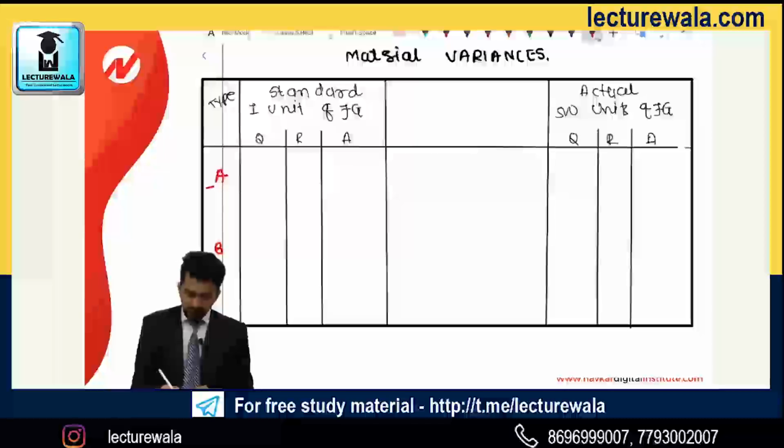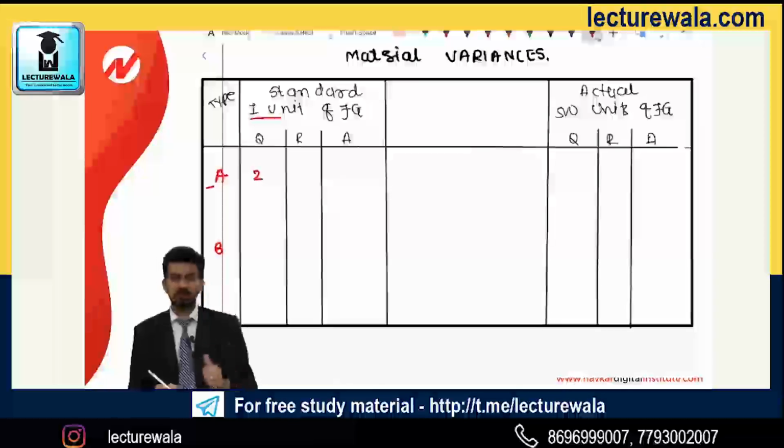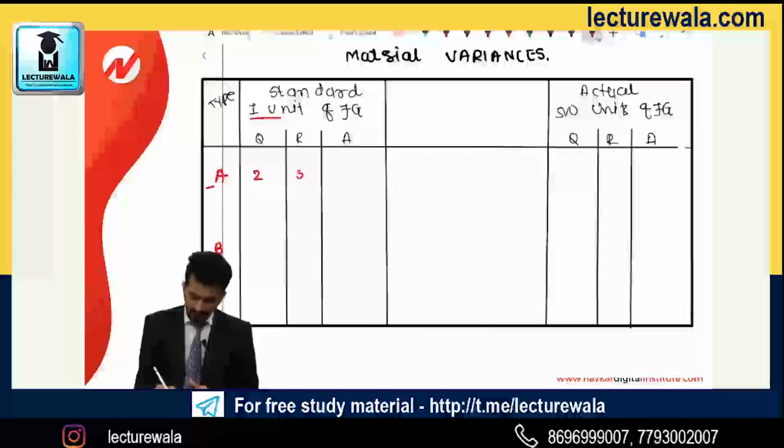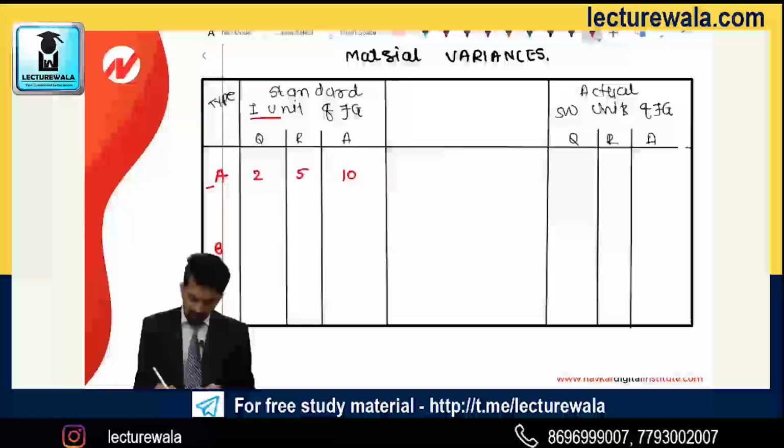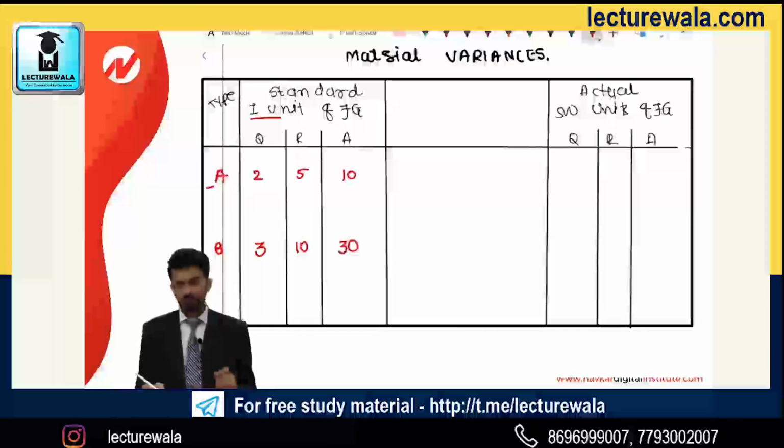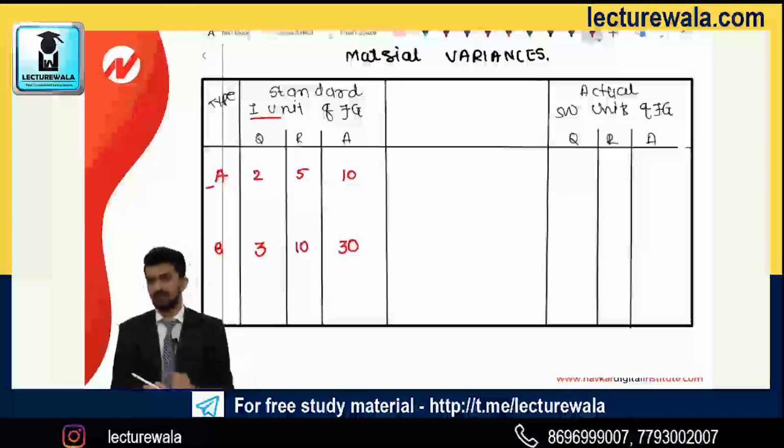Now, whenever 1 unit gets produced, I require 2 kgs of A, or 2 quantity of A, at the rate 5, so price is going to be 10, and 3 quantity of B at the rate 10, and that is going to be 30.